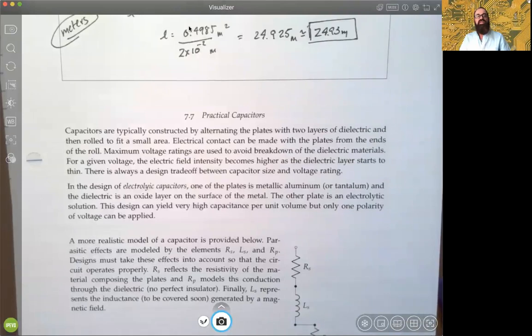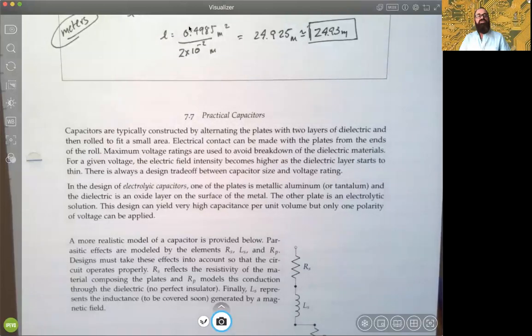An electrical contact can be made with the plates from the ends of the roll, and the maximum voltage ratings are used to avoid breakdown of those materials. So for a given voltage, the electric field intensity becomes higher as the dielectric layer starts to thin, okay? So there's always this design trade-off between its size and the voltage rating, right?